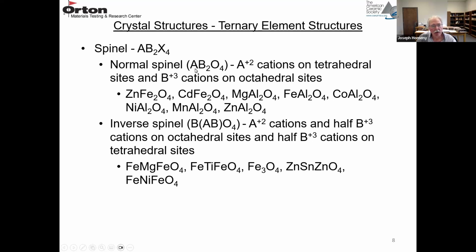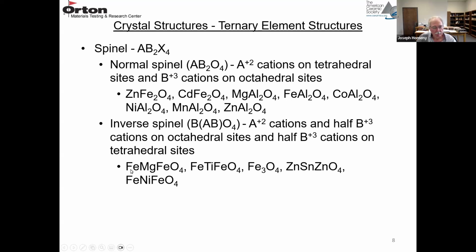So there's normal spinels, and then there's inverse spinels. The A and B cations are switched. So it's B on an A site and an A and a B on a B site, BAB O4. So A+2 cations and half of the B+3 cations are on the octahedral sites. That half of the B+3 cations are now on the tetrahedral sites. So that's known as an inverse spinel.